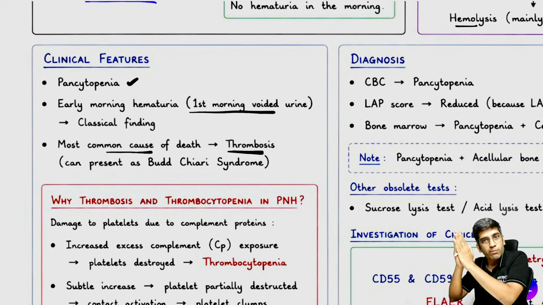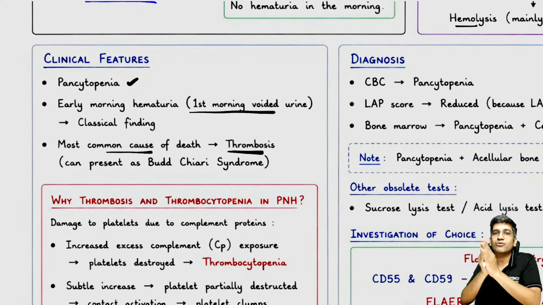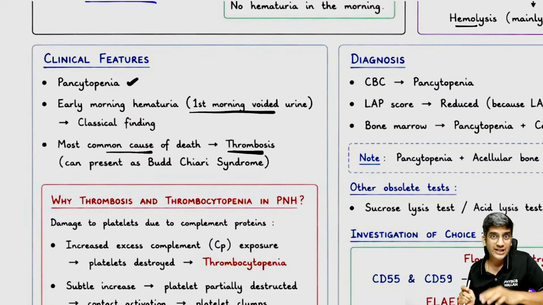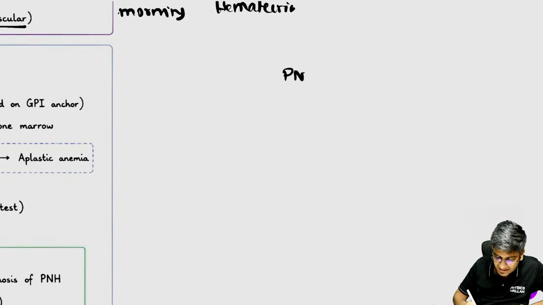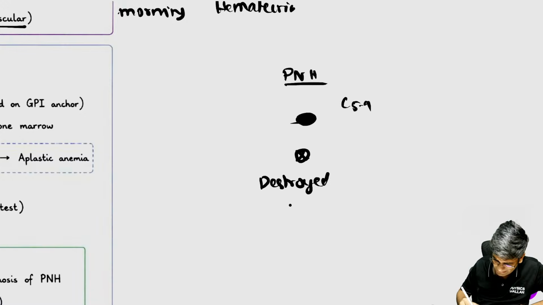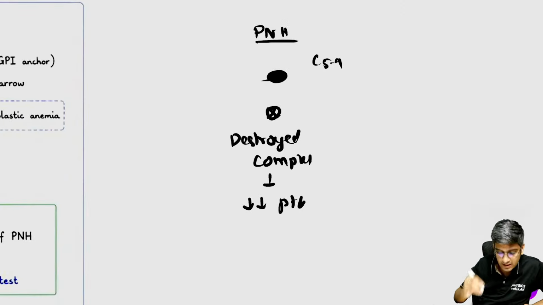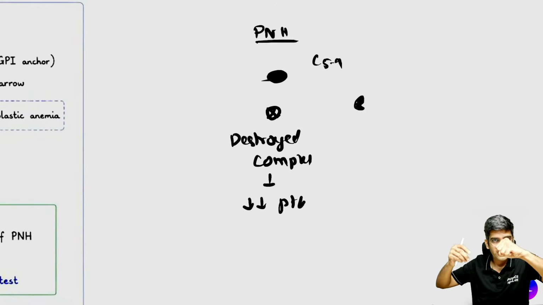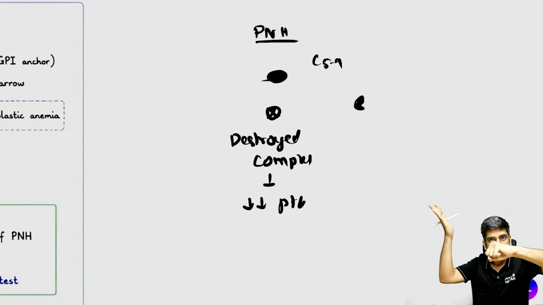PNH will have thrombocytopenia. At the same time, PNH will have thrombosis also. Contradicting, reasoning by question, right? So, why does PNH have thrombosis also? In PNH, let's assume this is a platelet. Complement C5 to 9 is coming here. Platelet is completely destroyed. If it's destroyed completely, what will happen? You'll have reduced platelet count. Fine? Listen carefully. Is there a possibility I can destroy a platelet halfway, and the rest of the platelet is there? I either destroy it completely or I destroy it half.